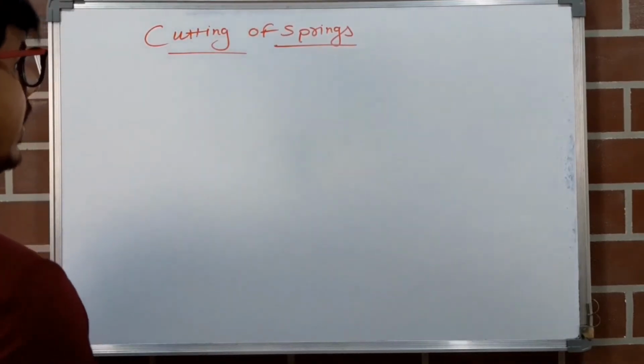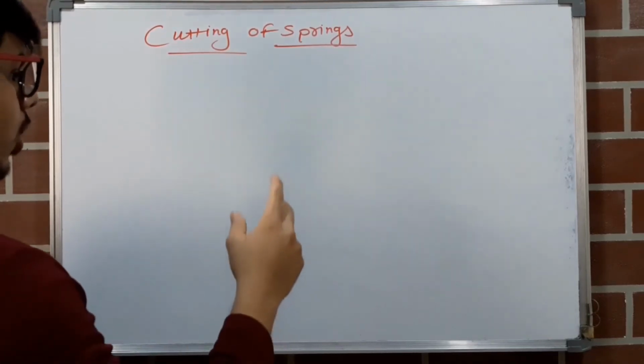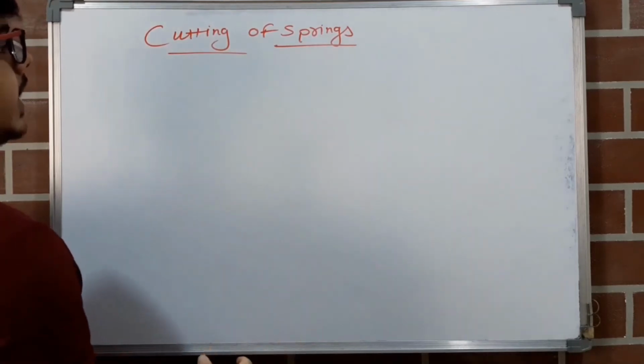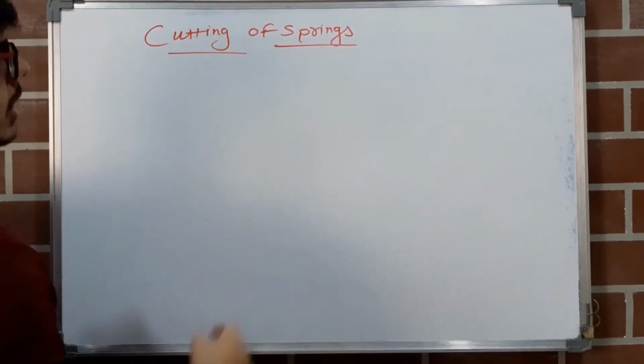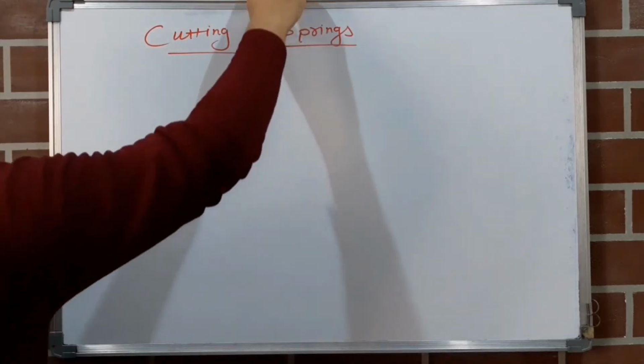Now when we cut this spring into 2 equal parts, what will be the stiffness of those 2 parts? And when we cut the spring into 2 unequal parts, what will be the stiffness in those 2 unequal parts? So we will see that.